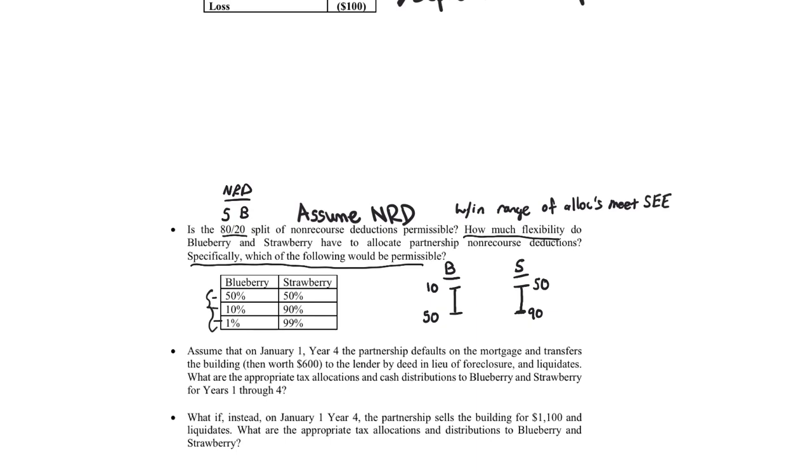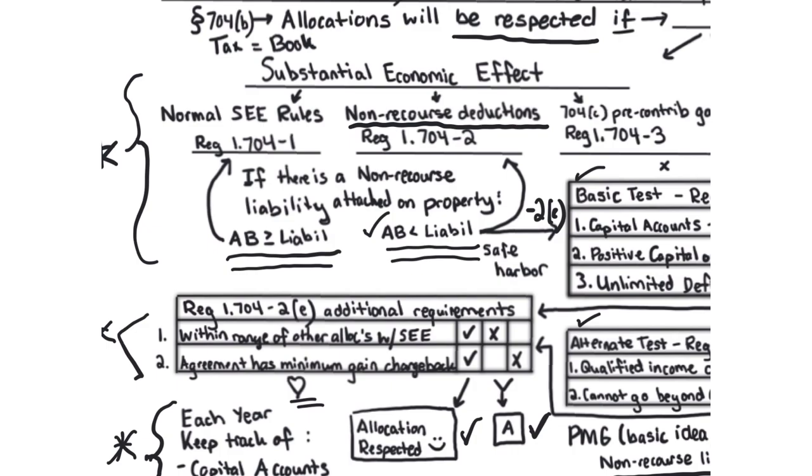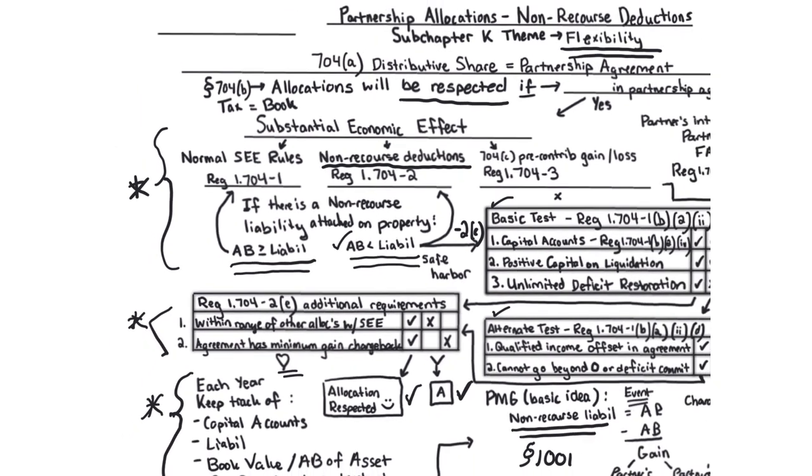Okay, so if strawberry is allocated 80, we are here. Let's use colors to denote this. Black circles for the 80-20. If strawberry is allocated 80, we're right here, and if blueberry is allocated 20, we're right here. Hey, we're within the range. That will be respected. That's good. That's what we're talking about when we refer to the requirement of being within the range of other allocations that have substantial economic effect. That's just that one.